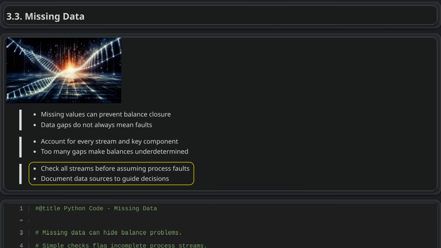Missing data must be handled carefully to avoid false conclusions about process performance. If a balance does not close, first confirm that all inputs and outputs are included before assuming leaks or unreported reactions. Clearly noting which values are measured, estimated, assumed, or unavailable helps show the reliability of the balance, communicate uncertainty, and decide whether more measurements are needed.